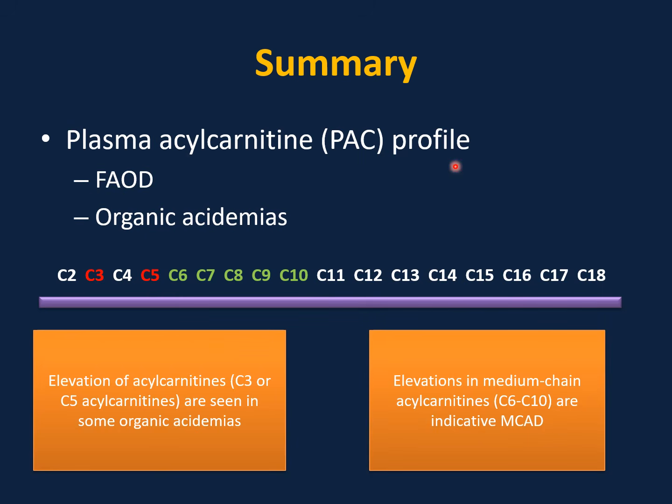Plasma acylcarnitine profile. Very important to be familiar with acylcarnitine profile, and the elevation of acylcarnitine profile can be associated with fatty acid oxidation disorders and organic acidemias. The carbon chains linked to the carnitine is from C2 to C18, and in the newborn screen you will see these numbers. So if you see elevation of C3 and C5, this is suggestive of organic acidemia.